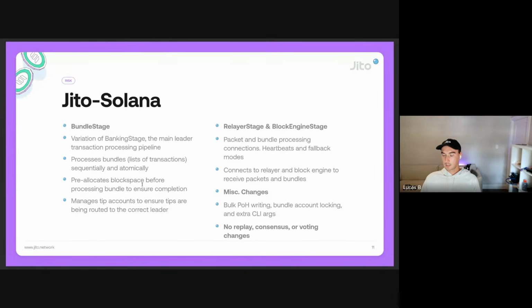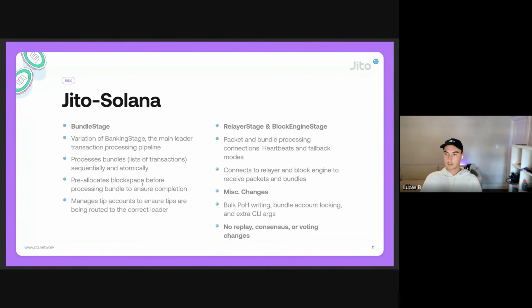Some other miscellaneous changes: we added bulk proof of history writing. Essentially, this guarantees that if there's a bundle that contains conflicting transactions, we have to execute and cache the state, and we don't want to end up in a situation where we write some transactions in the bundle to proof of history and then realize we're at the end of the slot.